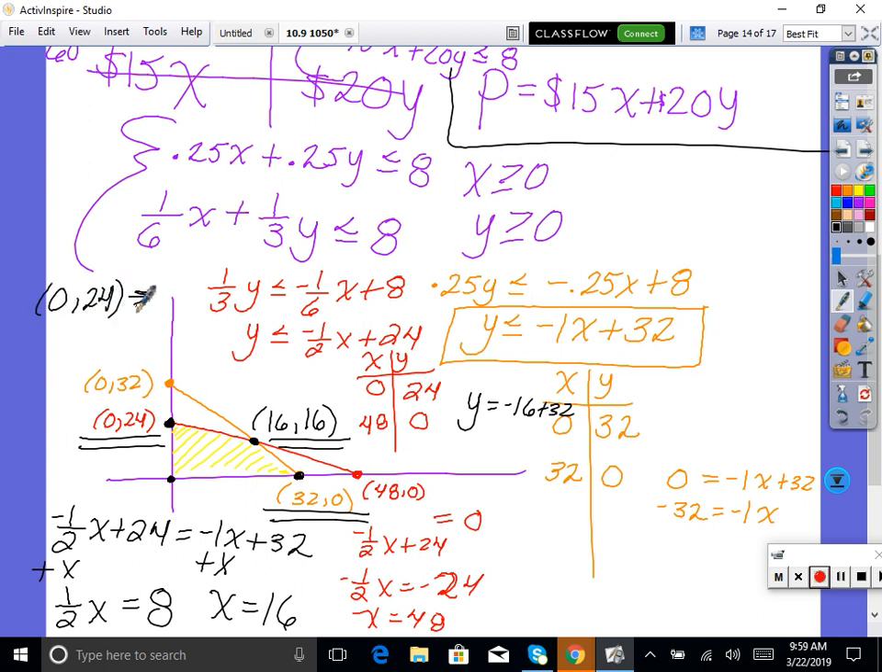calculates our profit equation. It calculates to be $480. When I plug in (16, 16), the profit function calculates to be $560. When I plug in (32, 0), the profit function is $480. So what's the maximum? (16, 16). Ooh. So you'd say they need to do 16 Oxfords and 16 loafers to make the maximum amount of profit.